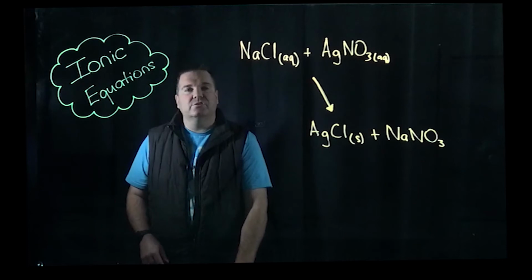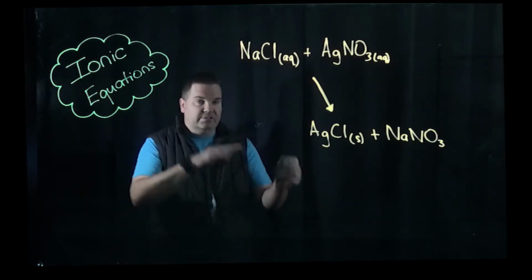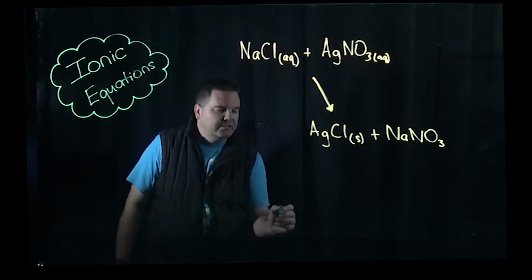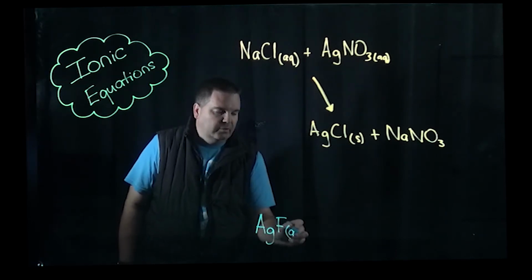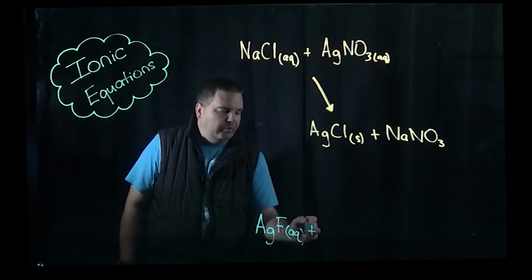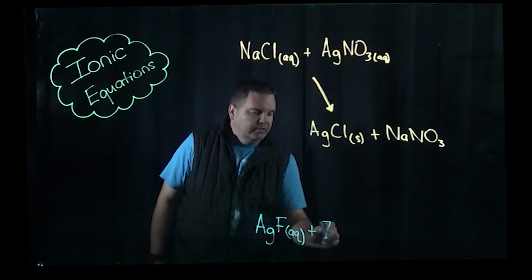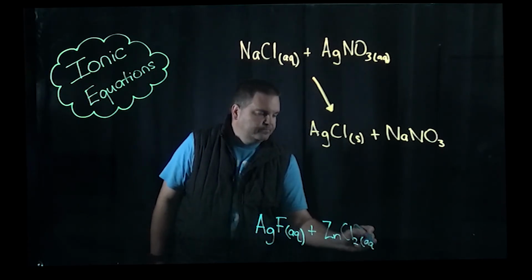What I'm going to do now is I'm going to show you a second equation that we're looking at here. And so I'm going to just set them up a little bit different because I want to show you what I'm talking about with this one. So the second one we're looking at is I'm going to take, so this time, some silver fluoride, which is soluble in water, so that's aqueous. And we're going to react that with some zinc chloride, which is also soluble in water.